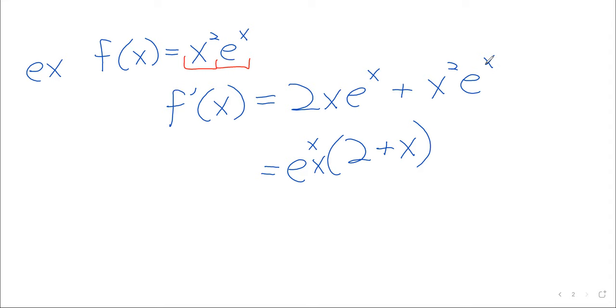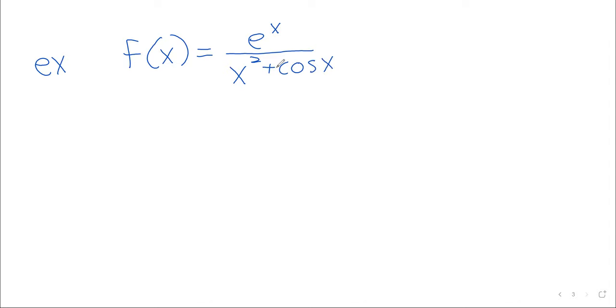Or, once again, taking this e to the x as an excuse to review some old derivatives and some old rules, we could look at e to the x divided by x squared plus the cosine of x. And if we want the derivative of this, it's plug and play with the quotient rule. The only question is whether we can avoid making any of those little errors that can make calculus so stressful.